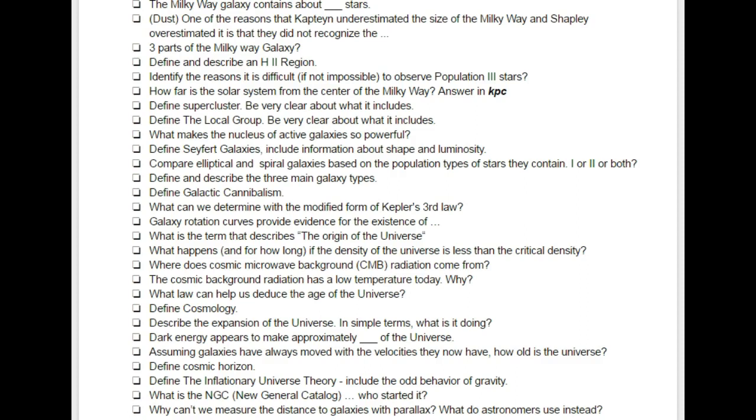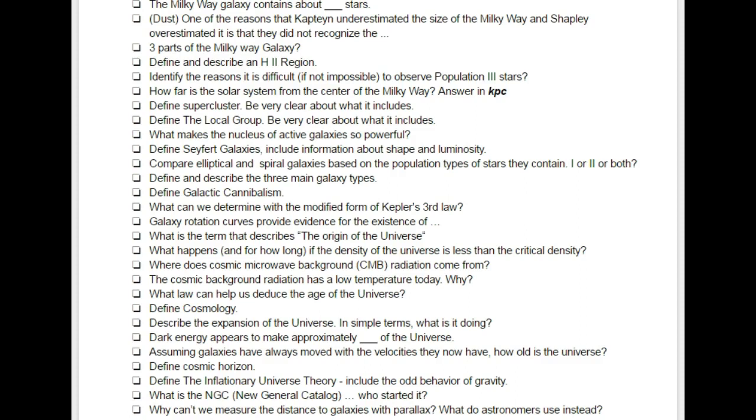Why does it have a low temperature today? That's because the universe is expanding, and just like in gases, as things expand, the temperature decreases. What law can help us deduce the age of the universe? This is our friend Hubble. Define cosmology. That's easy. Just go do it. Describe the expansion of the universe in simple terms. What is it doing? It's expanding and it's speeding up as it expands.